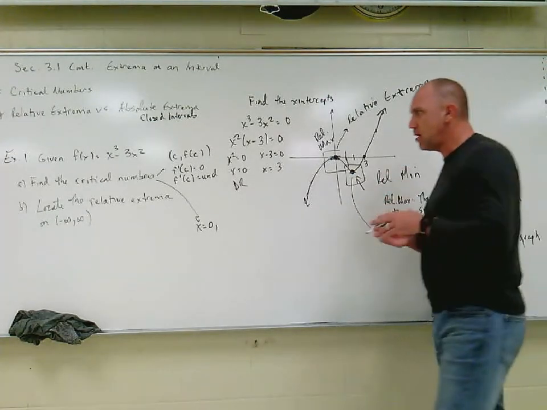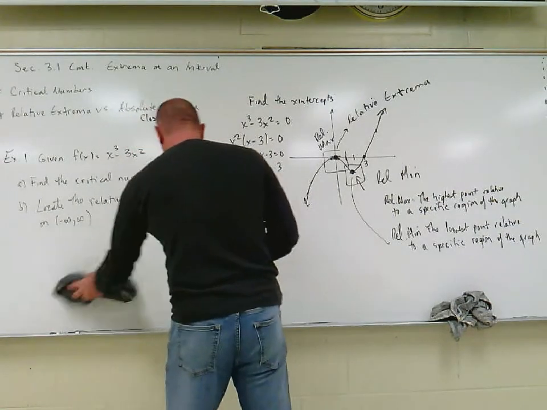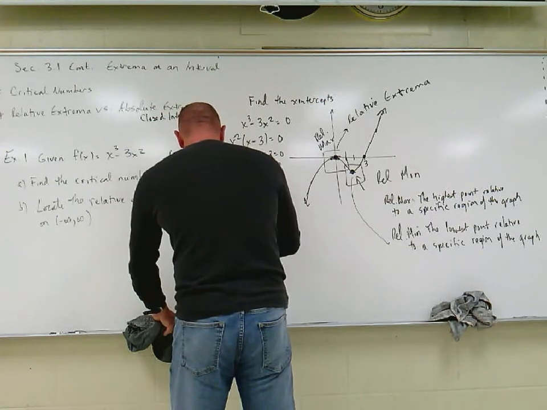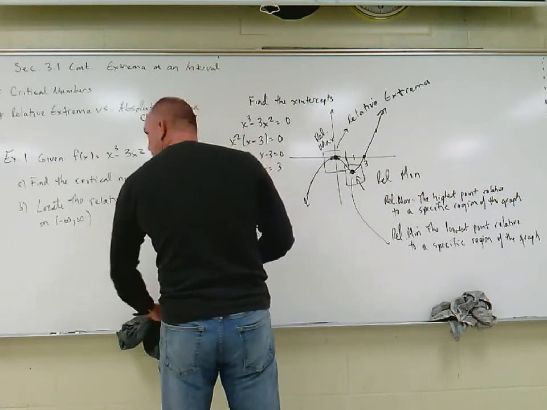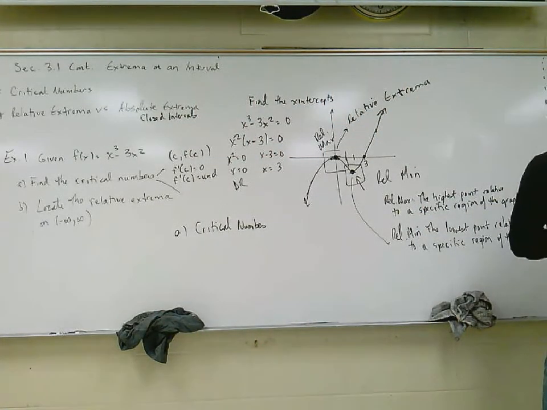All right. So now, how do we do part A? So let me just erase this. We know 0 is going to be one of them. So how do I find my critical numbers? Well, if I look at the definition, the critical numbers are dependent on what? Whether the what is what? What's the definition for critical numbers?